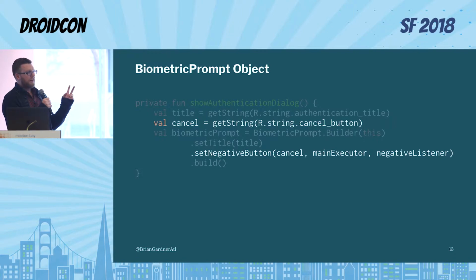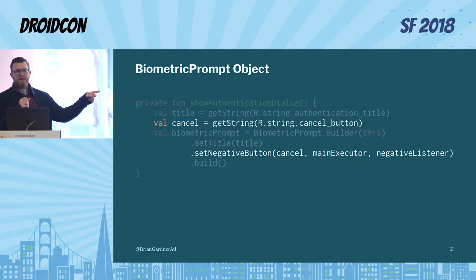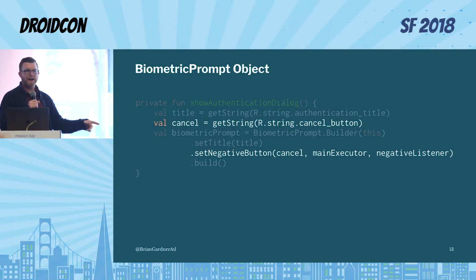And then you have to provide an executor and a listener. The listener just fires whenever the button gets clicked, basically. And the executor just tells it what thread to run on. In this case, this is on API level 28, so the main executor is a new property. I think it's on the context or context wrapper class, but it just gets you access to the main thread executor because I just want it to run on the main thread.